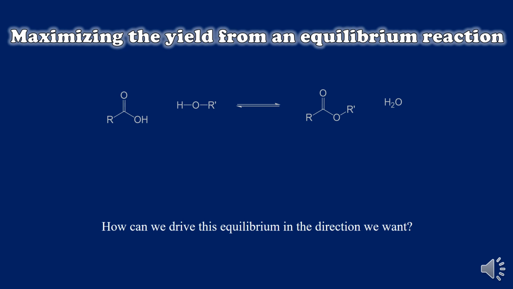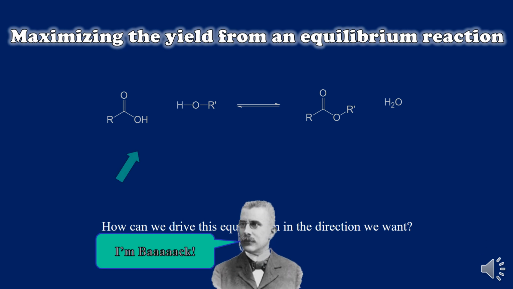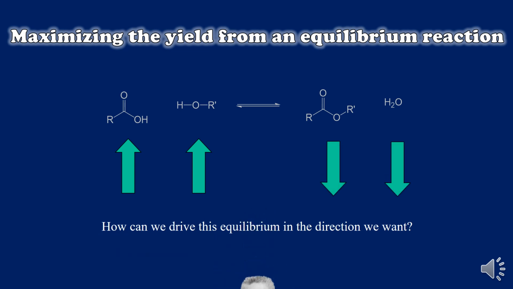Well, let's think a little bit more about this. It's an equilibrium process. And who do we know that gave us some very valuable tips on how we can manipulate equilibria? That's right, our old friend Le Chatelier. He's back again. In the case of this equilibrium, there are a few tricks we can try, including increasing the concentrations of various reagents or decreasing the concentrations of various products as the process takes place.